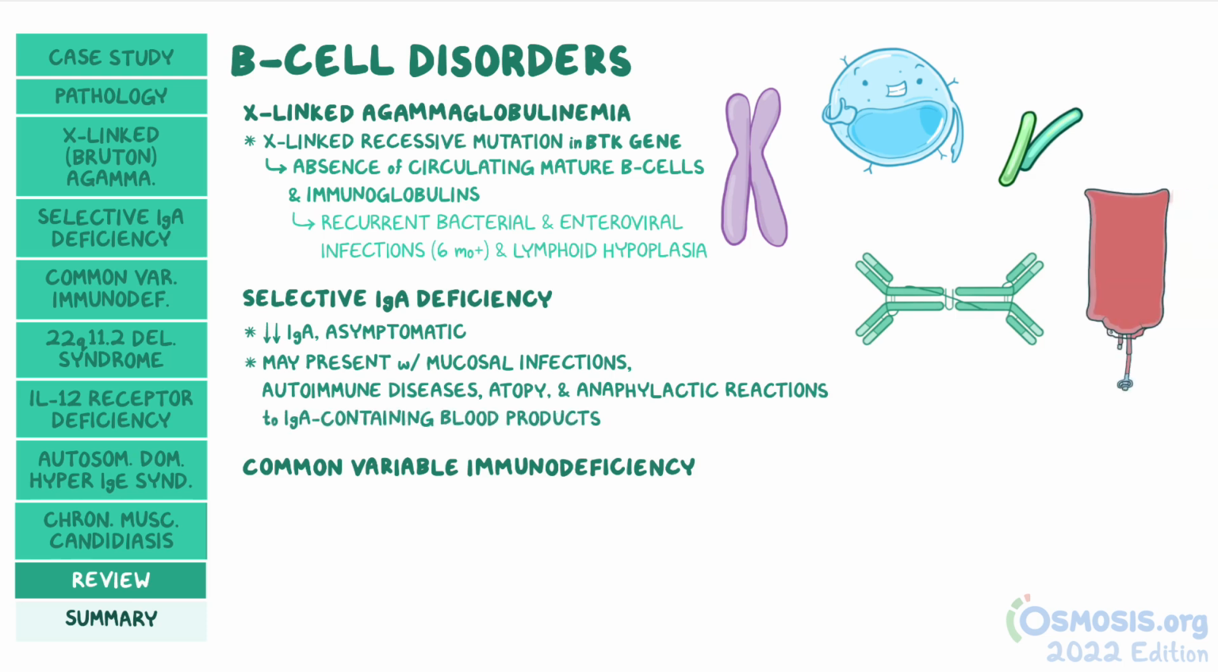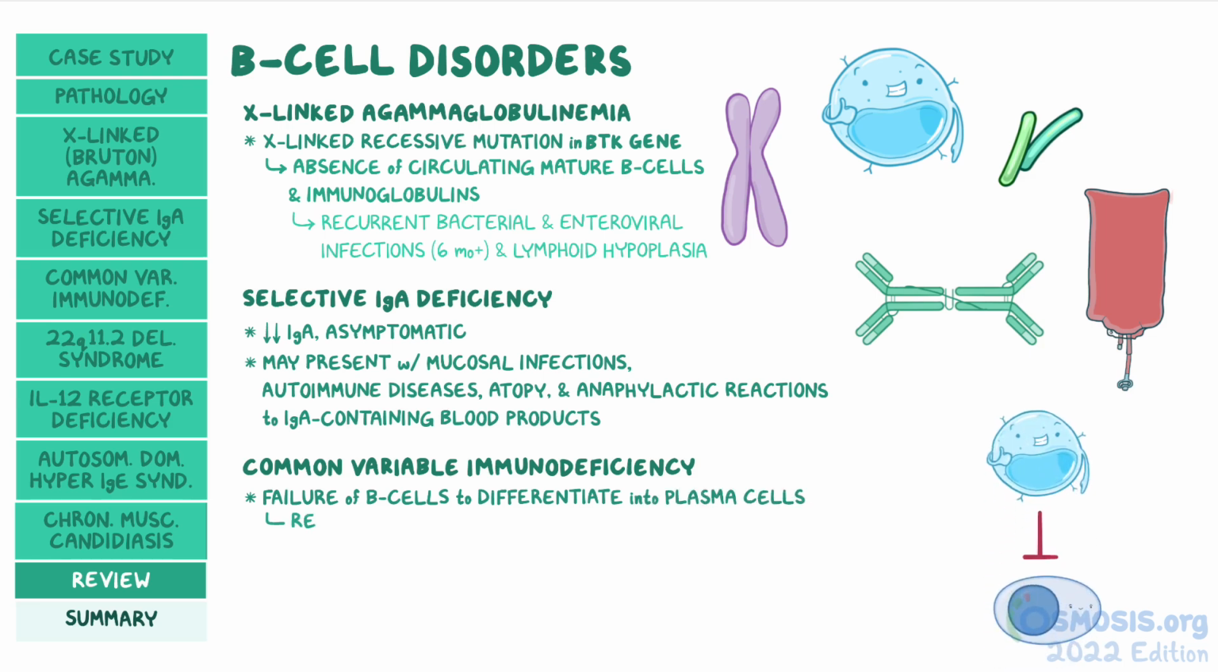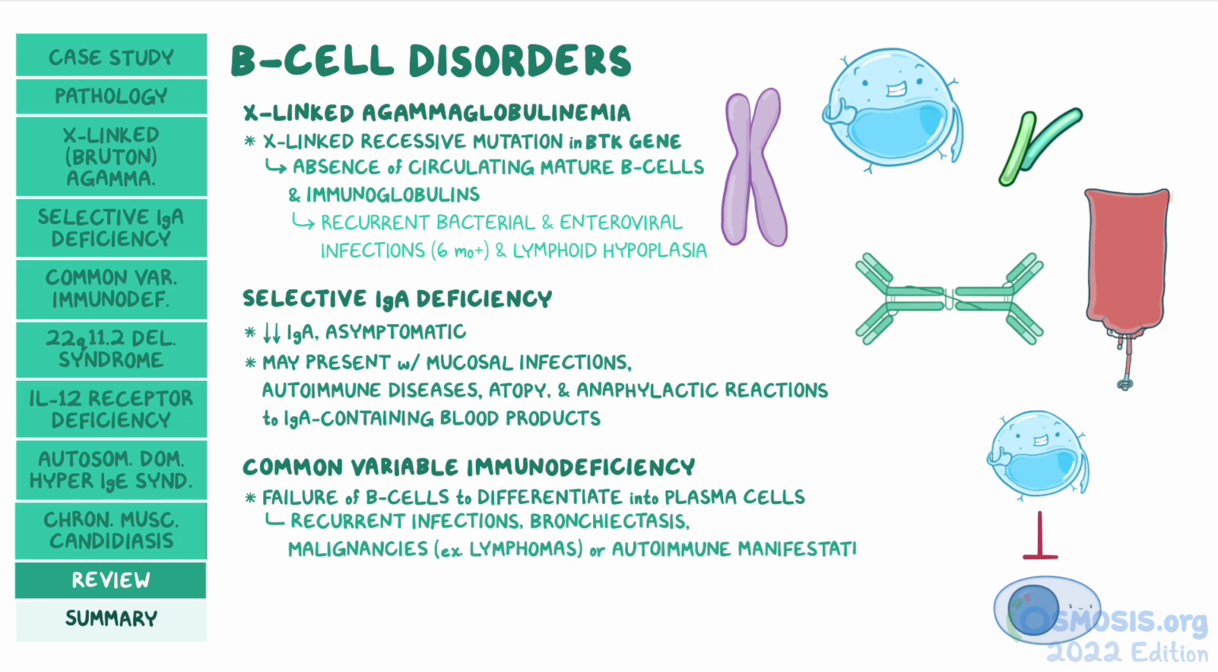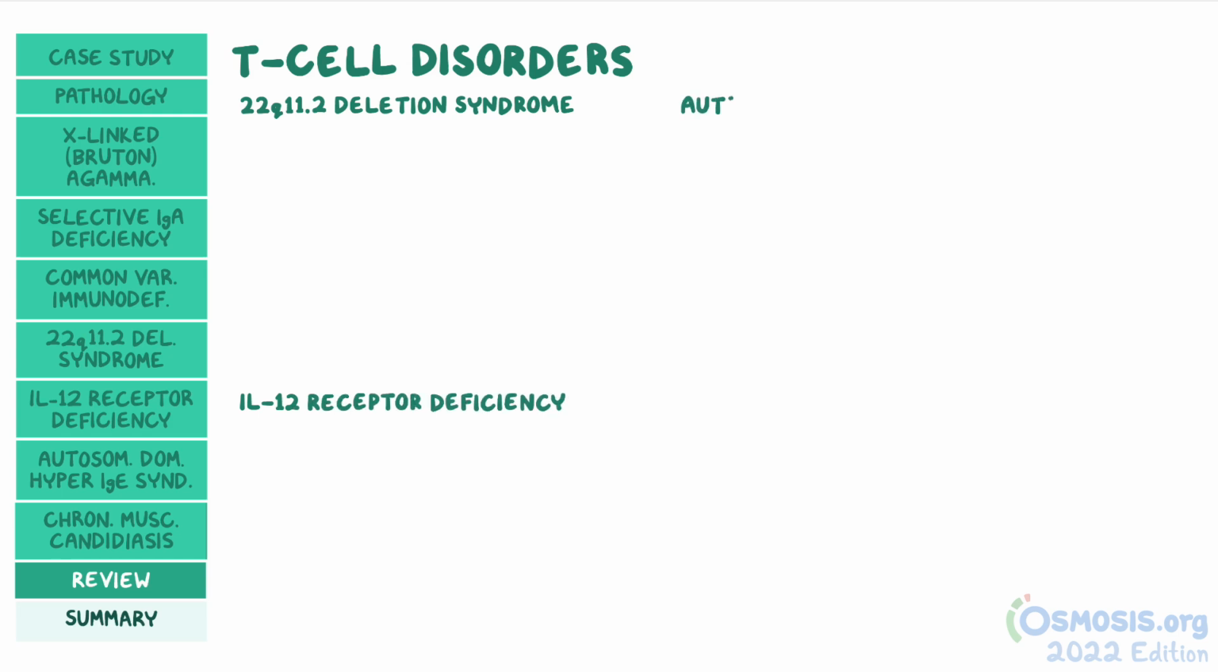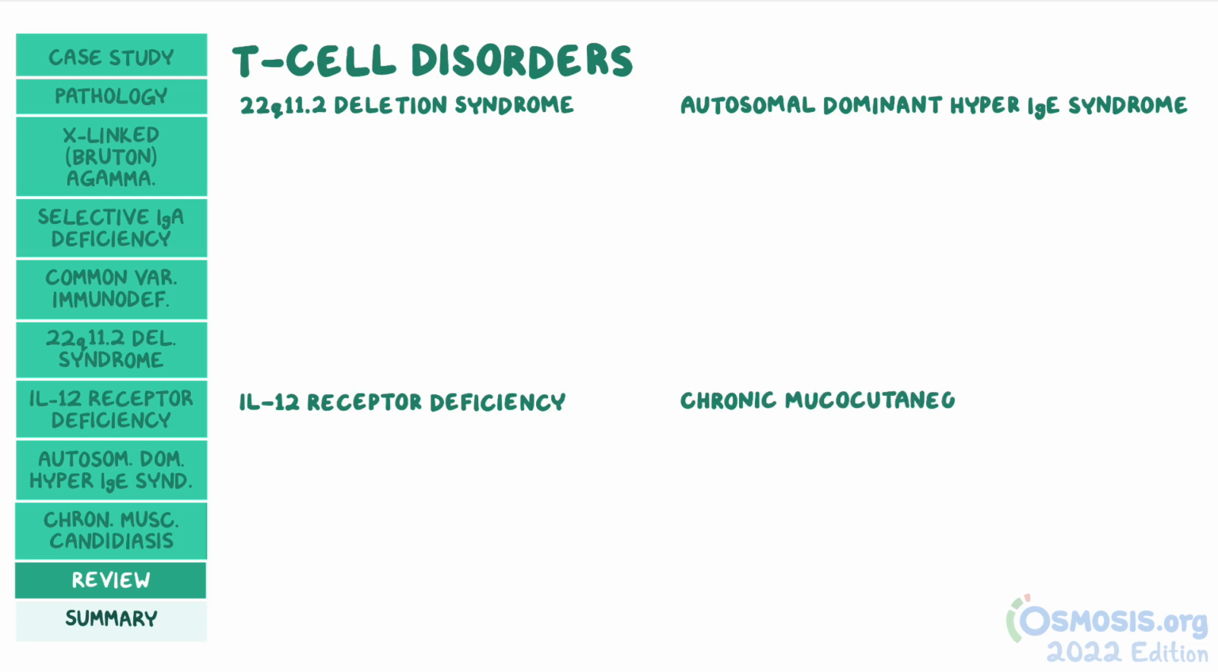Common variable immunodeficiency is characterized by failure of mature B cells to differentiate into plasma cells, leading to recurrent infections, bronchiectasis, malignancies like lymphomas, or autoimmune manifestations. Next, T-cell disorders include 22q11.2 deletion syndrome, IL-12 receptor deficiency, autosomal dominant hyper-IgE syndrome, and chronic mucocutaneous candidiasis.